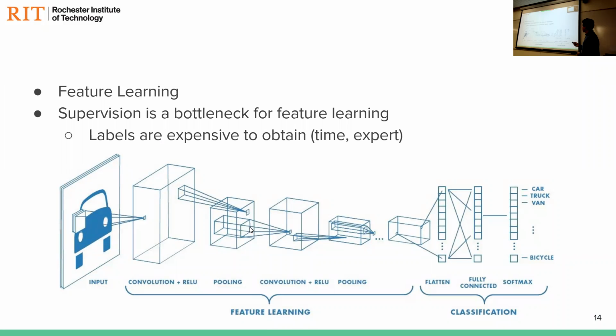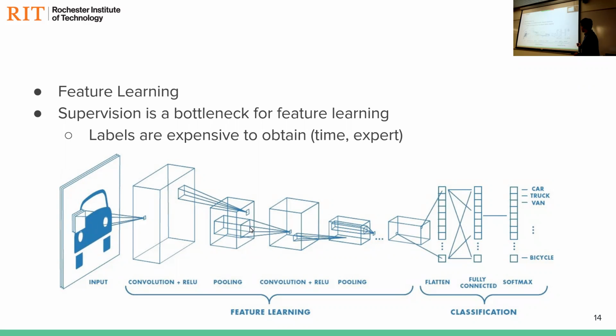The issue with this is that supervision is a bottleneck for feature learning. So that means that if we want to do this feature learning, if we want to learn features, we need the labels, right? But labels are expensive to obtain. So for example, on that ImageNet data set that I showed at the beginning, there were a bunch of humans that went through all these images and manually started writing what labels each of these images should have. So that's time consuming. And also you might need expert knowledge for this. For example, if you want to label some rare species of plants, you need someone that knows about that to label those.